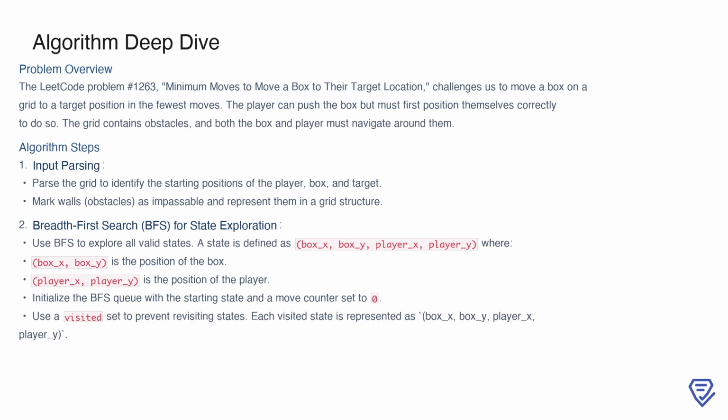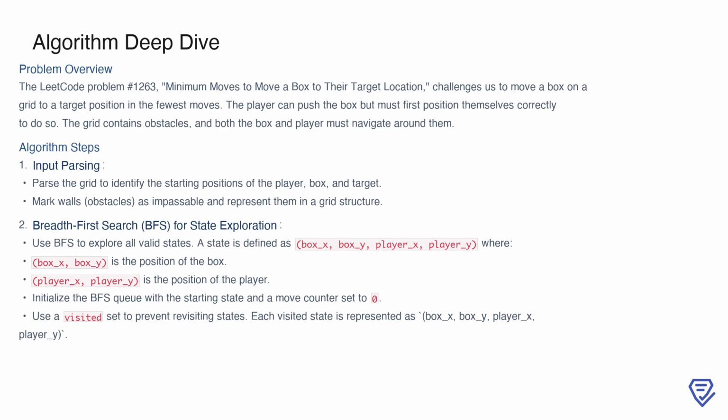To solve this, we start by parsing the grid to determine the initial positions of the player, the box, and the target. Walls or obstacles are marked as impassable areas in the grid structure. Once the setup is complete, we use a breadth-first search, or BFS, to explore all valid states. Here, a state is represented as a combination of the box's position, box_x, box_y, and the player's position, player_x, player_y. We initialize the BFS with the starting state and a move counter set to 0.